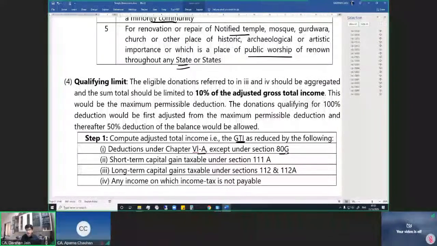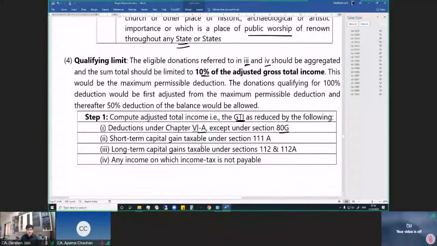And the remaining amount that you have got as gross total income, of that you have to find out 10% as the qualifying limit. So deduction would be eligible only to the extent of 10% of the qualifying limit in case of items covered by 3 and 4 above. What you have to do is not only reduce the deductions, but also the short-term capital gain which is taxable under section 111A, or the income which is subjected to special rates of tax. Even that has to be reduced from the gross total income.